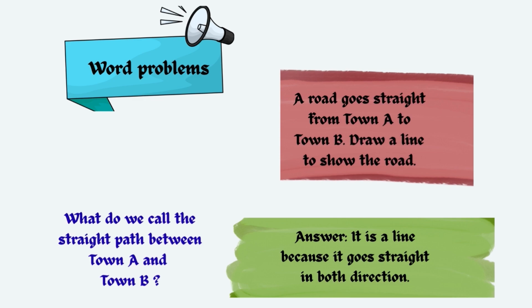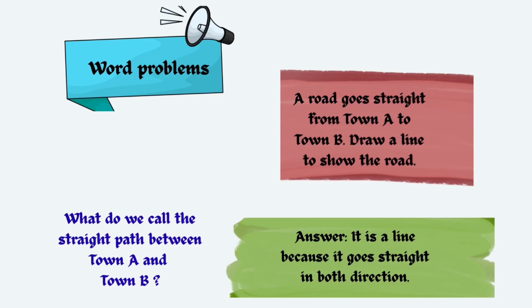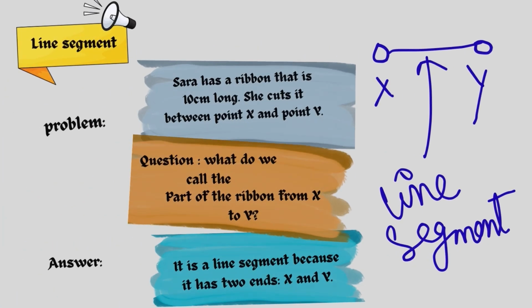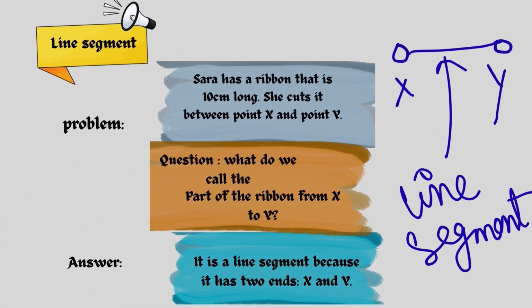Okay. So a simple word problem is also here. A road. Suppose a road goes straight from town A to town B. So what do we call the line? The straight path from town A to town B is a line because it goes straight in both directions without end points. A line segment is what? A line segment is something that has two end points.